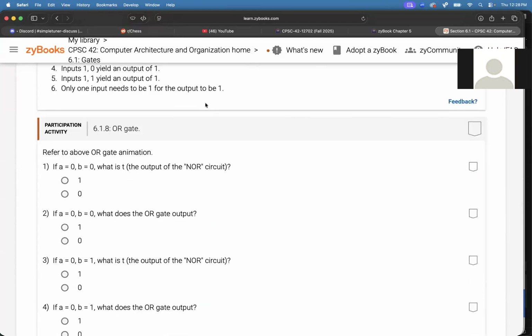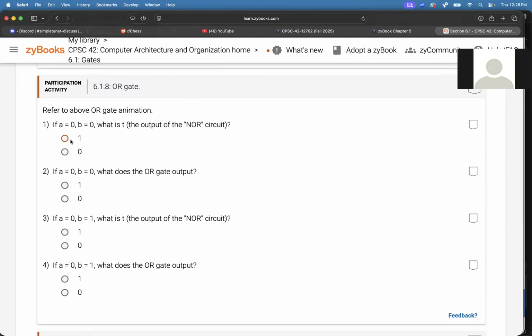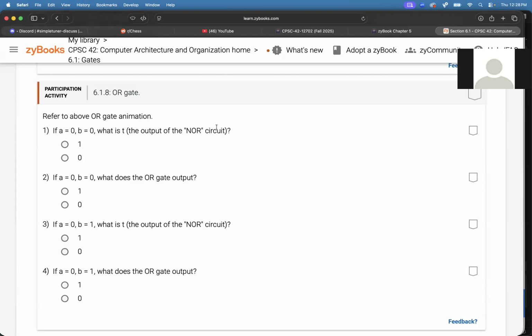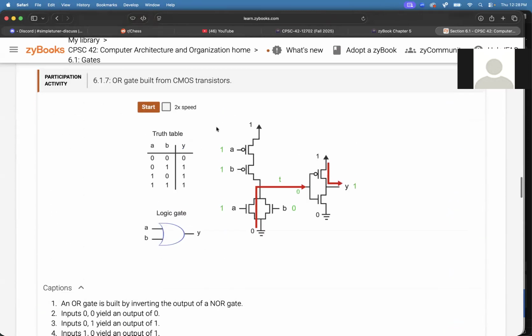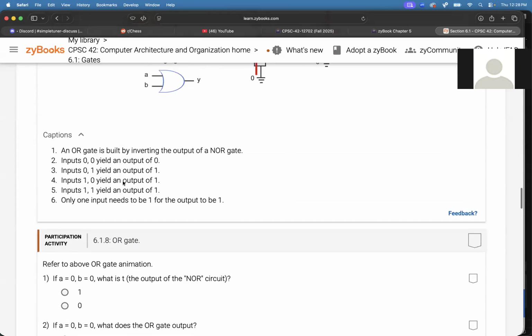Now, similarly to the other one, oh no, actually, this does not ask about the circuits here. So if A is 0 and B is 0, what is T, the output of the NOR circuit? There's a NOR circuit. Oh, T.